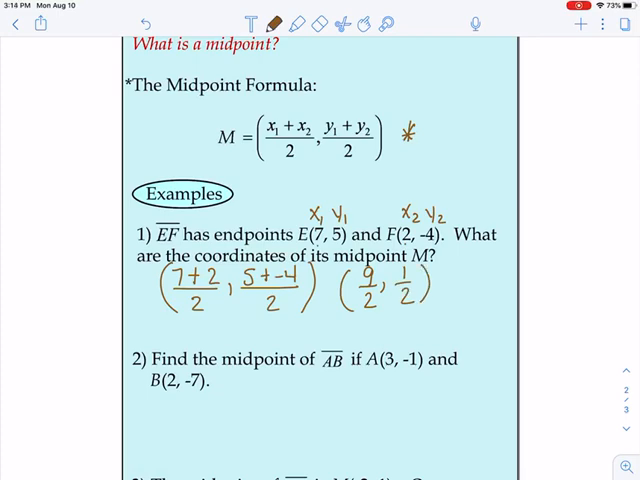And I'll go ahead and divide each one here. 9 divided by 2 is going to give me an answer of 4.5. And 1 divided by 2 is going to give me an answer of 0.5. So my midpoint here is (4.5, 0.5).